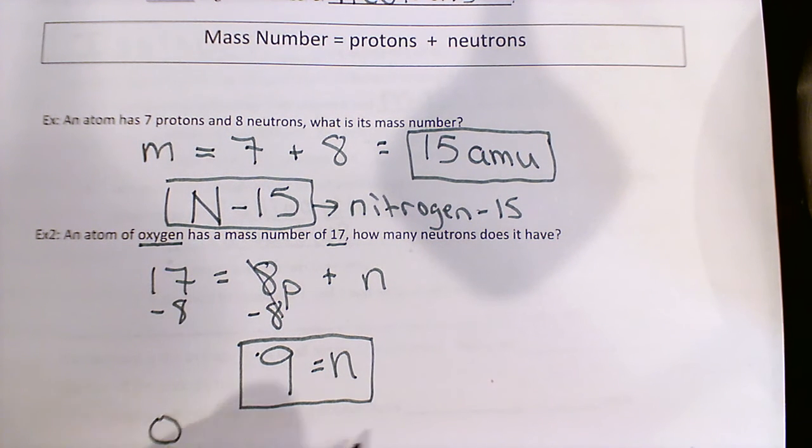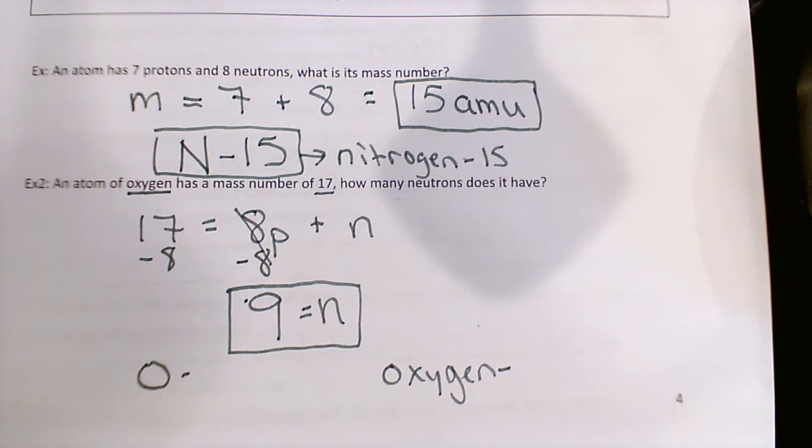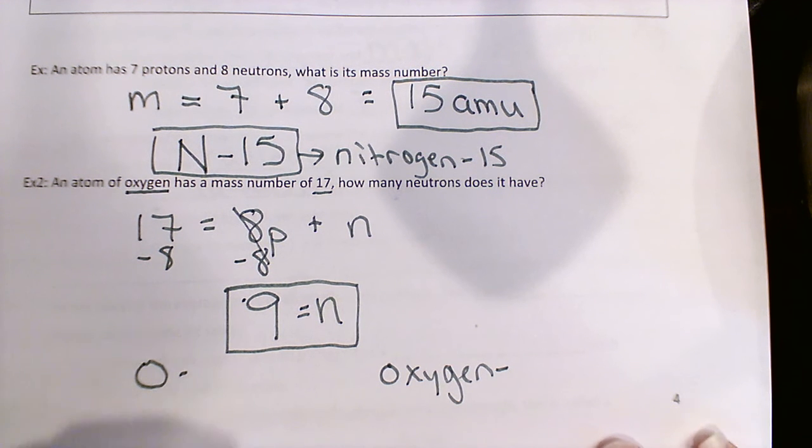All right, so then on this one, we're told that it's oxygen. We can go O or oxygen, then a dash, and then the mass number. So the mass number on this one was 17.